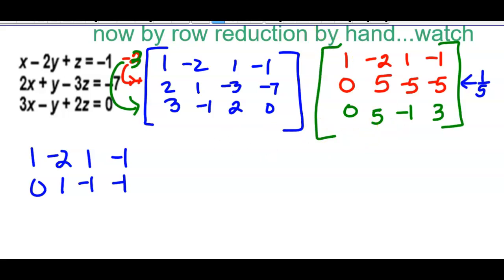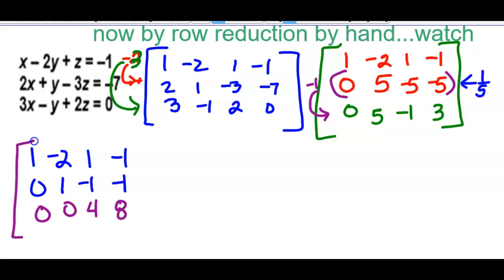Now, before I write that last row, I'm going to go ahead and multiply this by a negative 1 and add it down here. So I'd get 0 added to 0 is still 0. Negative 5 added to 5 is 0. Negative 5 times negative 1 is 5. Added to negative 1 is 4. Negative 1 times negative 5 is 5. Added to 3 is 8.